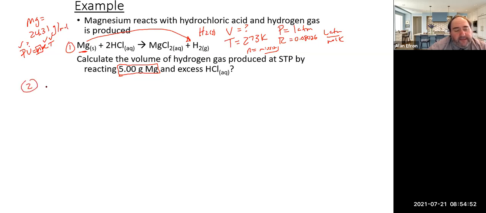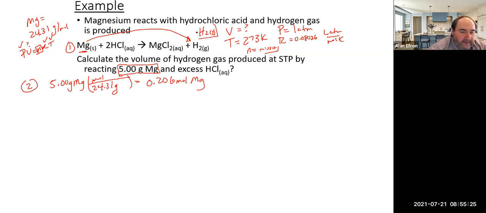We then want to convert into moles. So in this case, we have our 5 grams of magnesium. We would go to the periodic table and see it's 24.31 grams per mole. That is going to get us 5 divided by 24.31, which gets us something in the ballpark of 0.206 moles of magnesium. Again, though we do have moles, it is not the moles that we need. We do need, obviously, the moles of hydrogen gas. So that really is where the stoichiometry comes into play. We can then look at the equation.